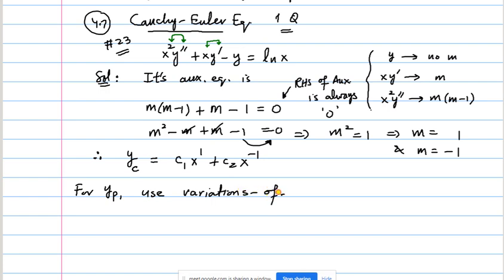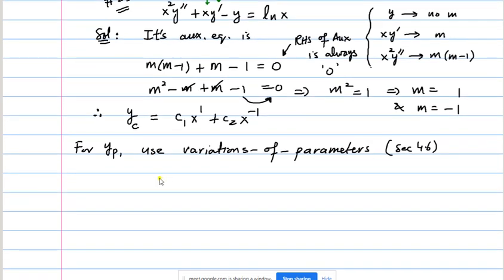a practice for section 4.6 as well, okay. So variation of parameters is basically given in section 4.6. So you can use variation of parameters. So in variation of parameters, you pick what you need, y1. Y1 is this. The first solution is y1, second solution is y2, okay. So you got y1, y2. Y1 is x, y2 is x minus 1, or you can write 1 over x, it's your choice.